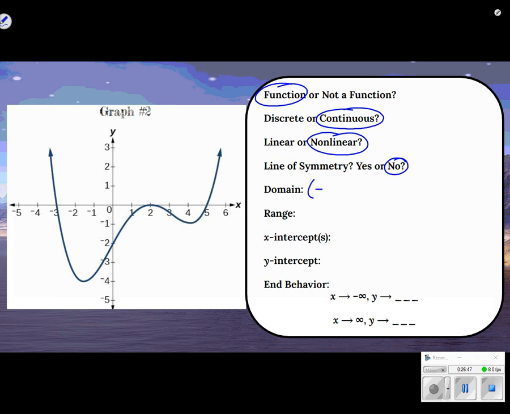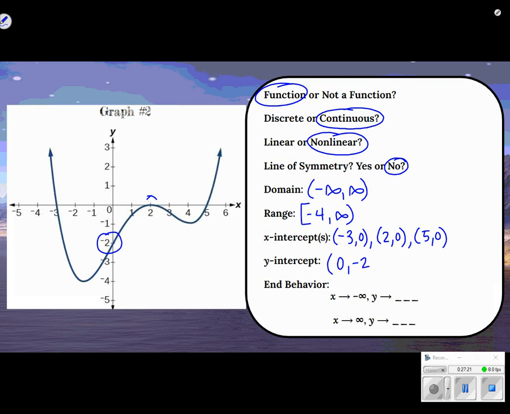Domain from negative infinity to positive infinity. Range looks like the lowest it goes is about -4 to positive infinity. It's got several x-intercepts. It's got 1, 2, 3. So we've got to list them all. (-3, 0), (2, 0), and (5, 0). And then the y-intercept, or where it crosses the y-axis, looks like right here at -2. So (0, -2).